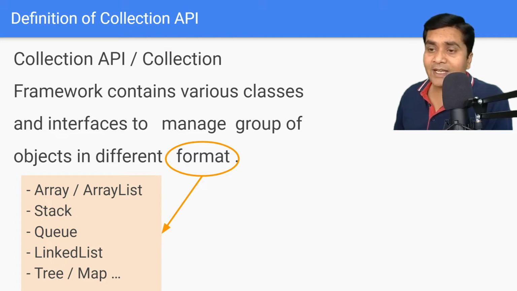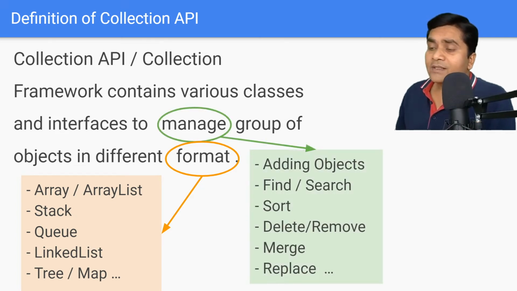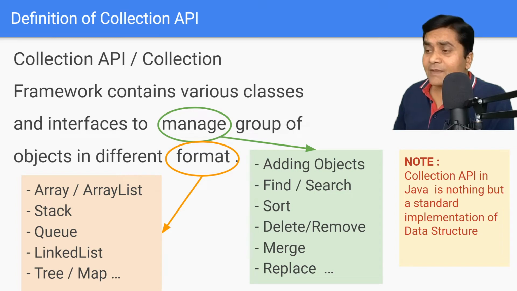So it can be array, ArrayList, stack, queue, LinkedList, TreeMap. These are the formats we use to arrange the data. And managing means there are different operations associated, like adding objects, find, sort, delete, merge, replace. These are the operations, and not limited to only these. There are various operations defined in these classes and interfaces. Now the standard implementation of data structure here is the collection API. I have put it in the note here.